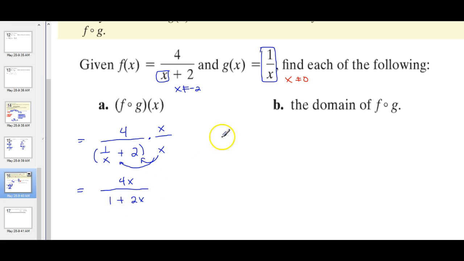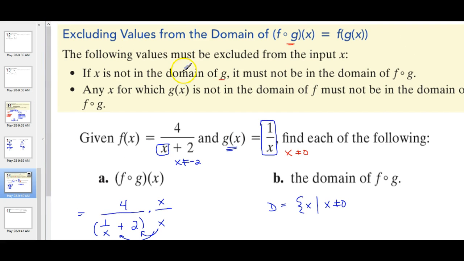Alright, so there's our function. Now what's the domain of this? Well, the domain is equal to, X can't be 0, so we're going to say it's all X's such that X is not 0 because that was an original restriction of G, and that's what we're saying up here, is that the restrictions of G are always included.